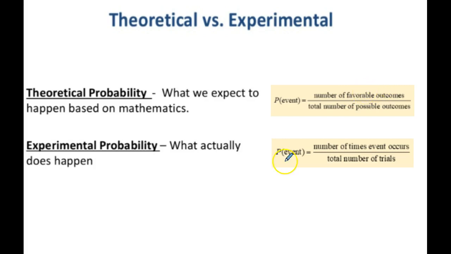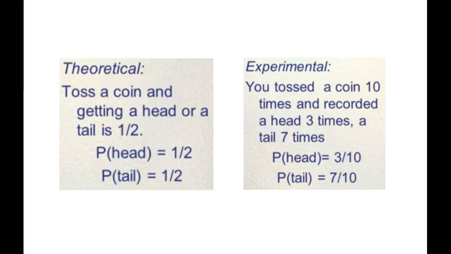When we're talking about the probability based on some experiment, it's the number of times an event occurred divided by the total number of trials or events that you performed in your experiment. An example referring to flipping a coin: the theoretical probability, if you toss a coin up, whether it lands on heads or tails, is going to be 1/2 or 50%.